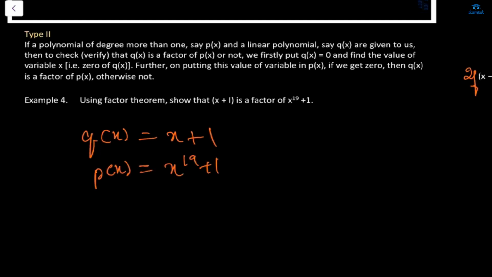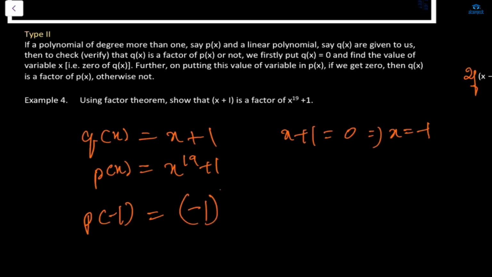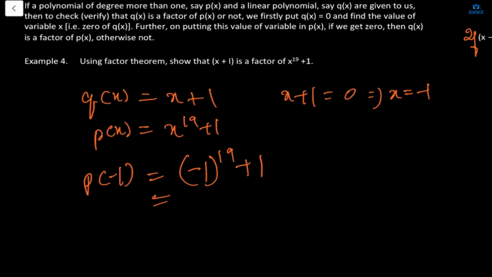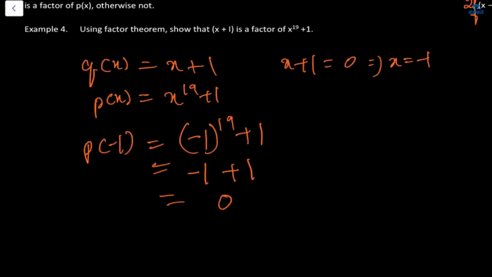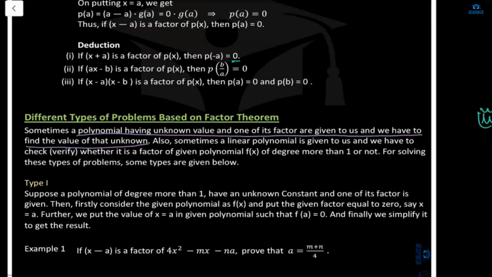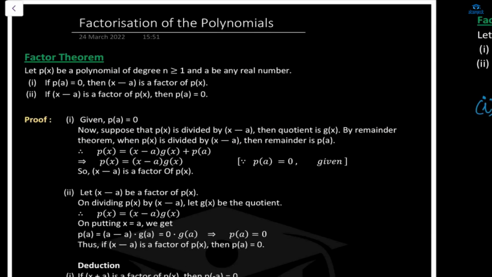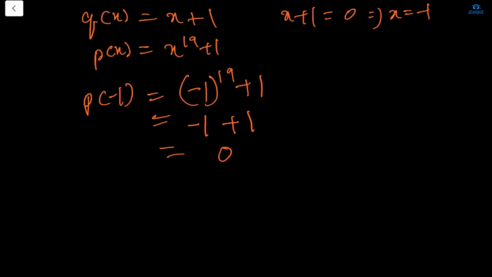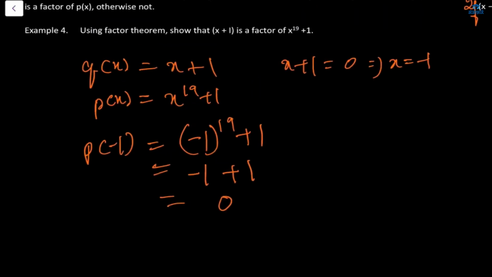So what we are going to do is put x plus 1 equal to 0, which implies that x is equal to minus 1. So we are going to put minus 1 into minus 1 to the power 19 plus 1. Since the power is 19, which is odd, the sign will be negative only. Minus 1 plus 1, so it will be 0. So you can see we are getting p(minus 1) equal to 0. From the factor theorem, what does it say? If p(a) is equal to 0, then x minus a is a factor of p(x). Same we have got: since p(minus 1) is equal to 0, therefore x plus 1 is a factor of x to the power 19 plus 1.